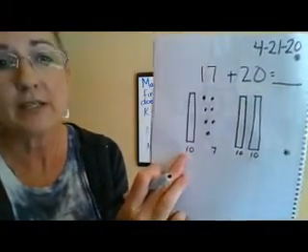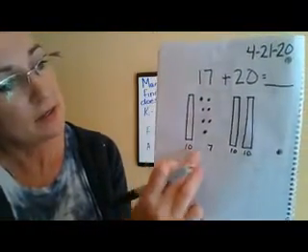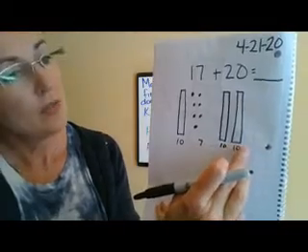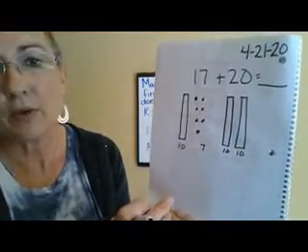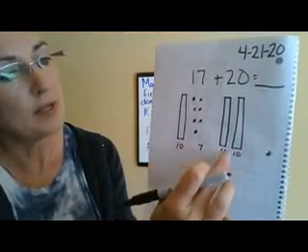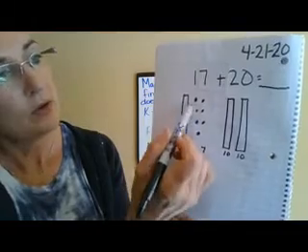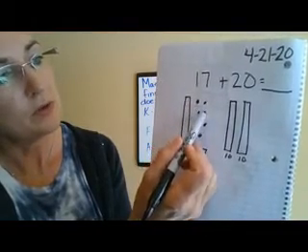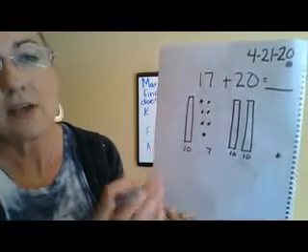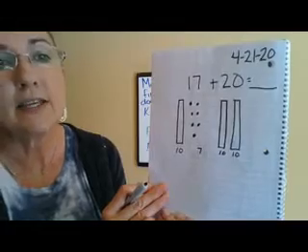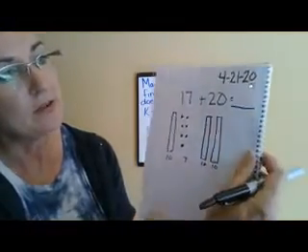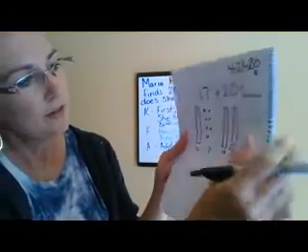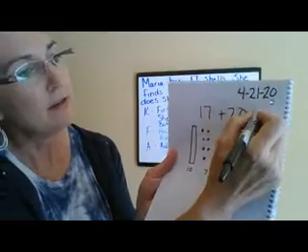So let's count our tens together. We have 10, 20, 30, and then we go to our ones. So 10, 20, 30, 31, 32, 33, 34, 35, 36, 37. Okay, I've got 37 in all. So my answer is 37.